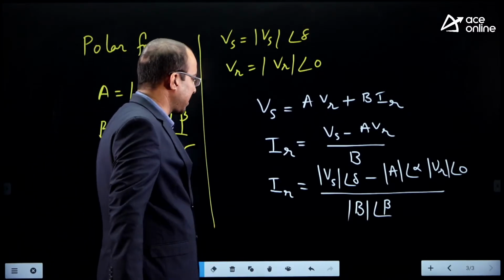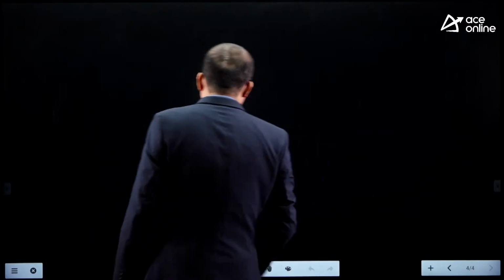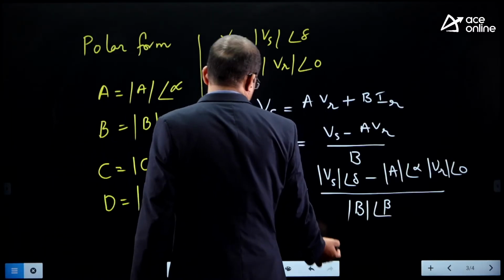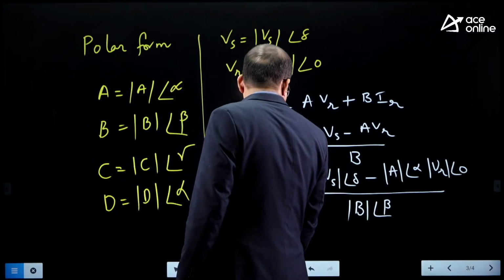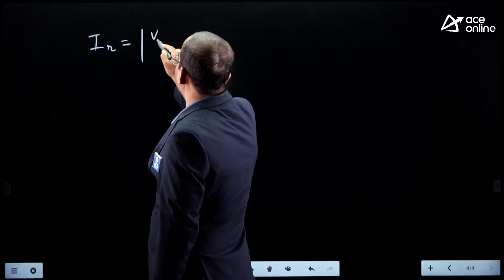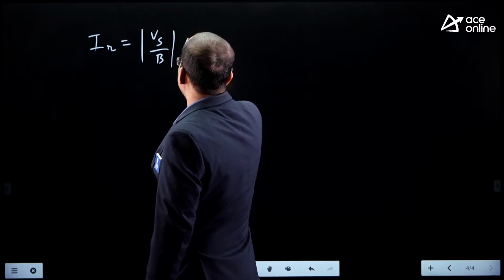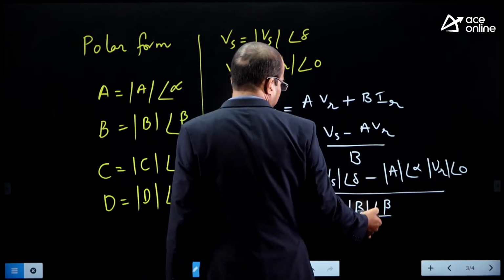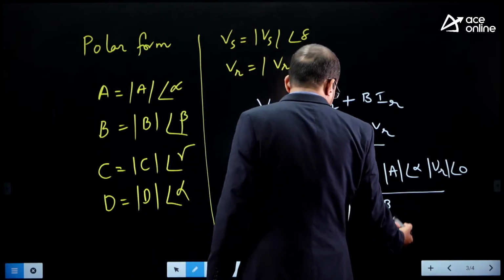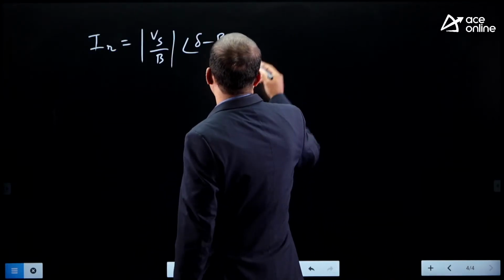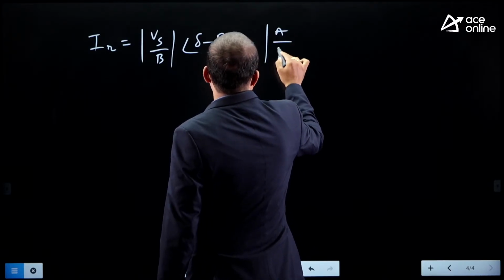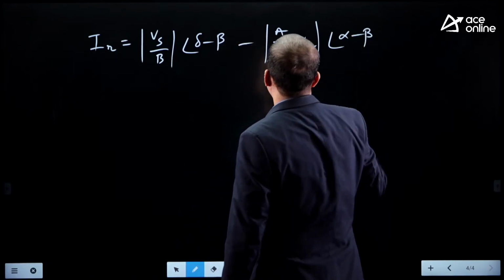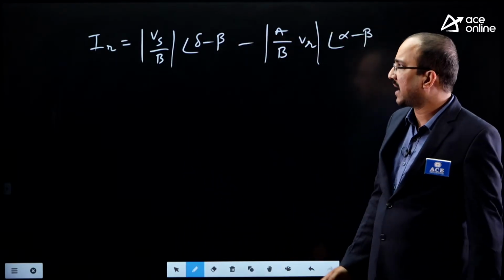Now let us simplify this and write the value. The receiving end current IR can be written as Vs by B at an angle of delta minus beta, minus A by B Vr at an angle of alpha minus beta. So this is the receiving end current.